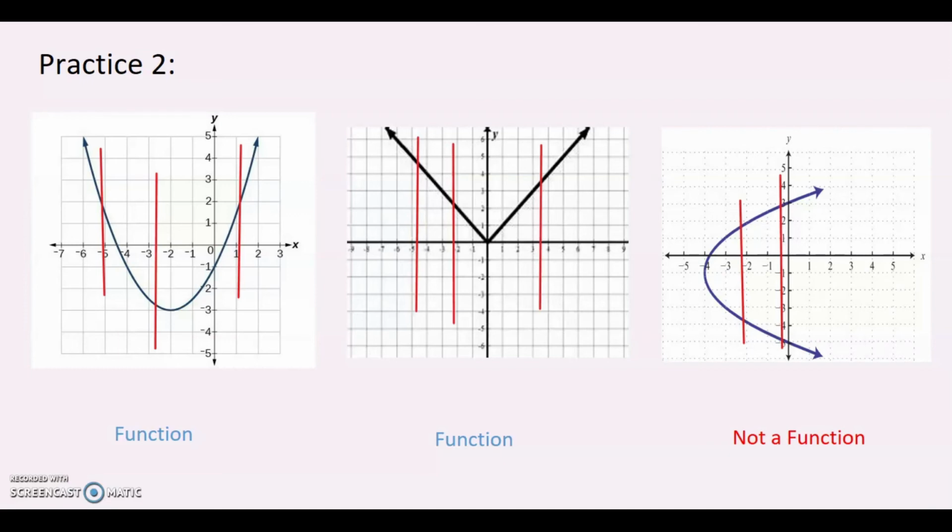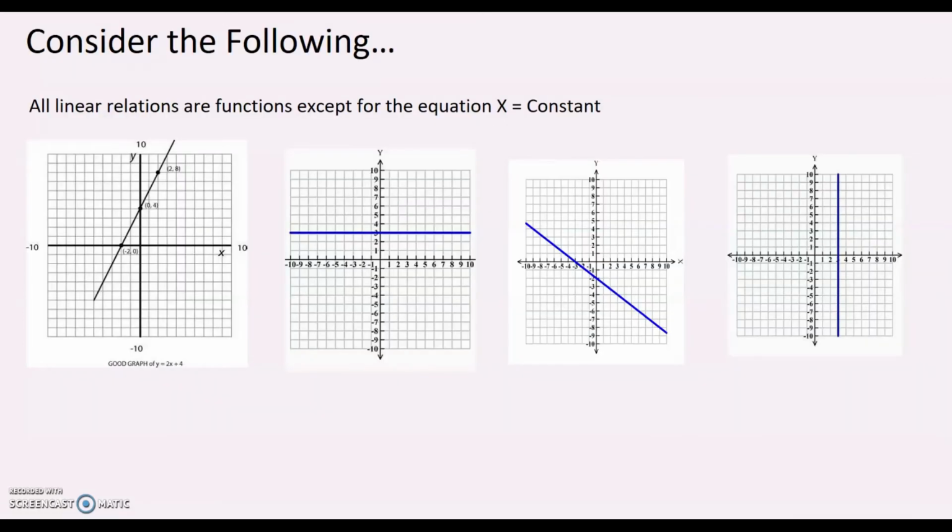However, for the last graph, if we draw several vertical lines across the graph, we notice that the vertical lines cross the graph at 2 points. And since it crosses the graph at 2 points, we know that the x values will have more than one y value, therefore allowing us to determine that this graph is not representative of a function.